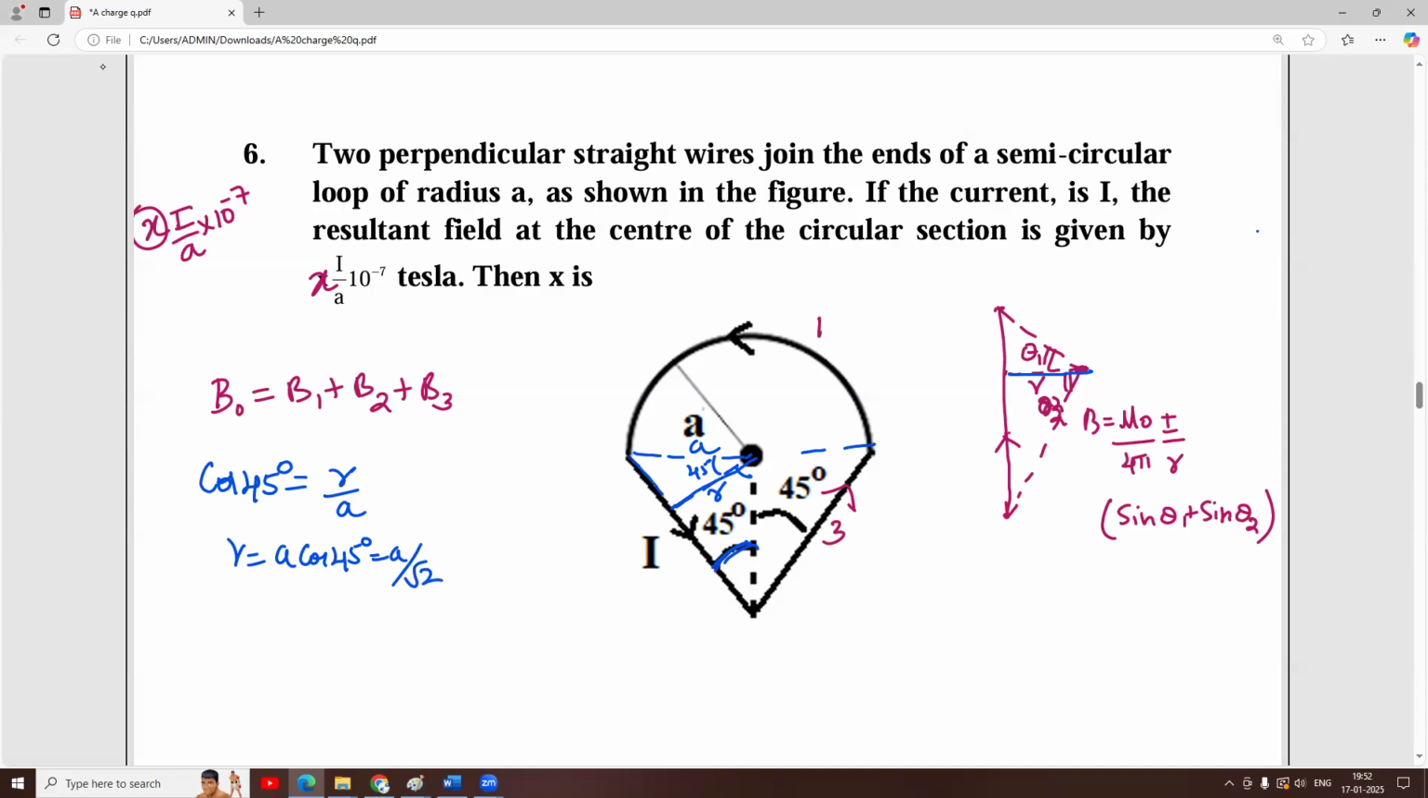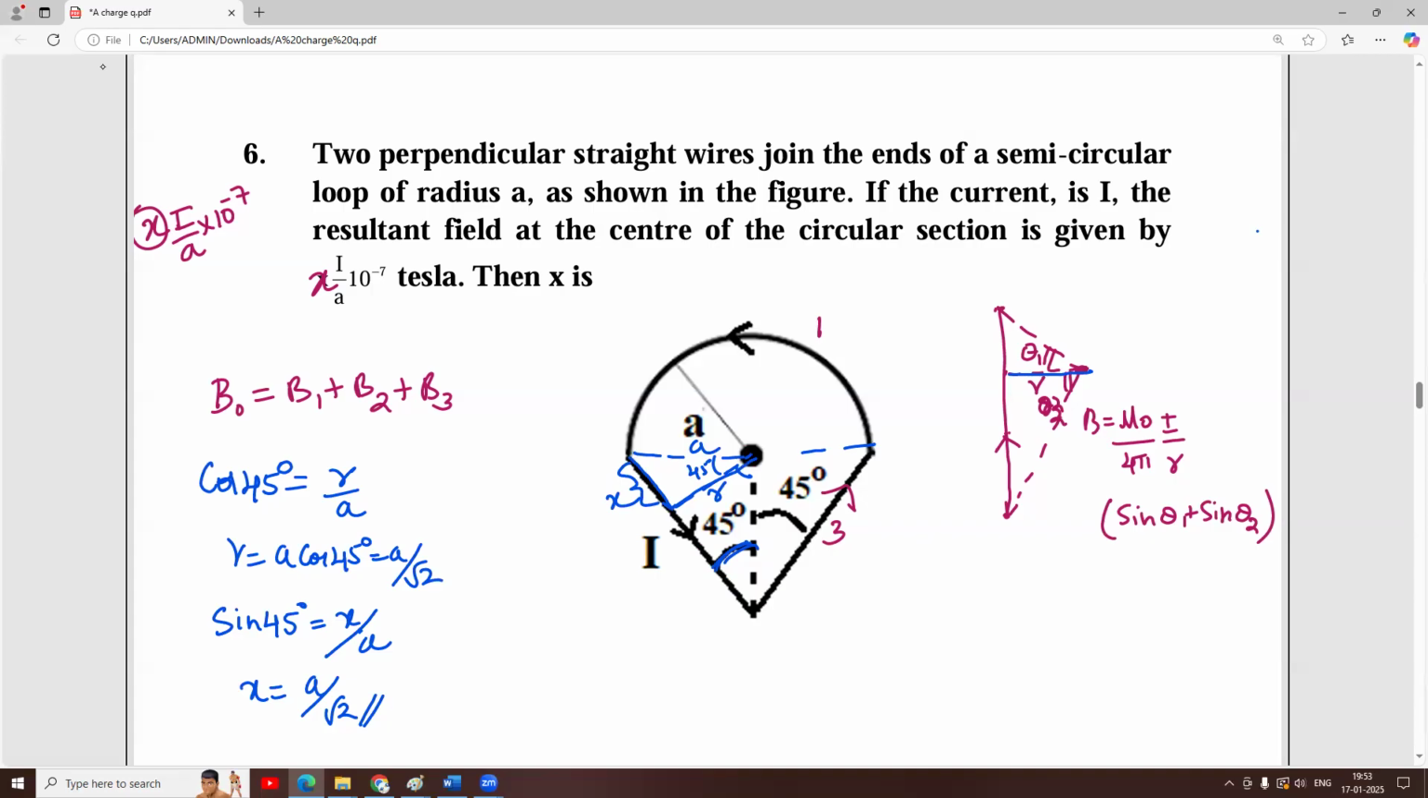Now this part can also be found out. I think it is not needed, but let me find it: A sin 45, the opposite side. I take this one as X. If I want X, I can take sin 45, which is opposite side by hypotenuse. Then X is equal to A sin 45, A by root 2. So this is A by root 2, and this is A by root 2. Of course, in a 45 degree isosceles right angle triangle, the two sides should be equal.